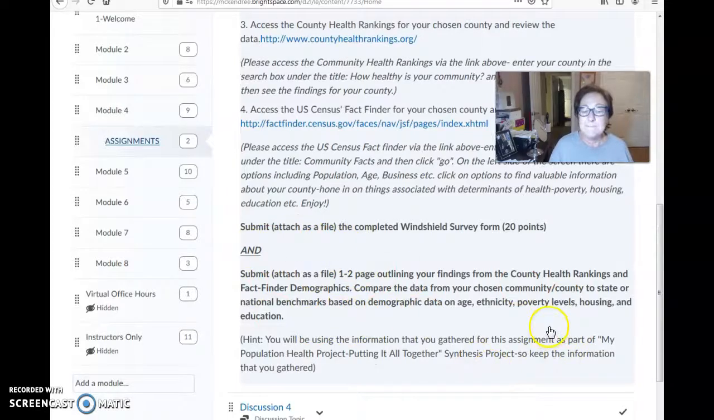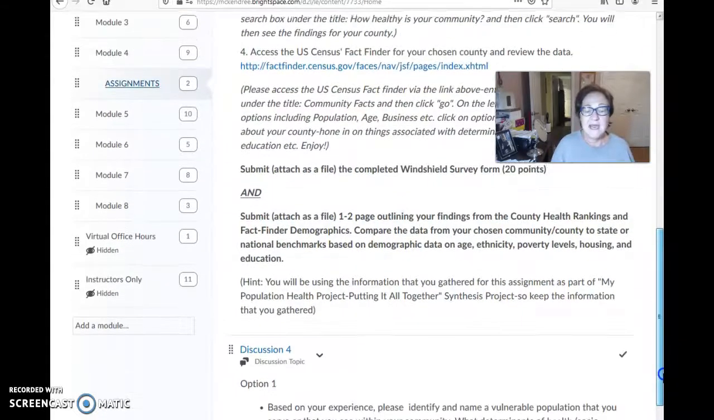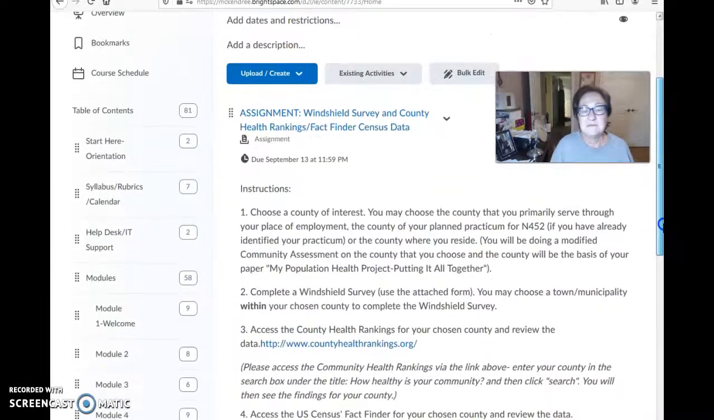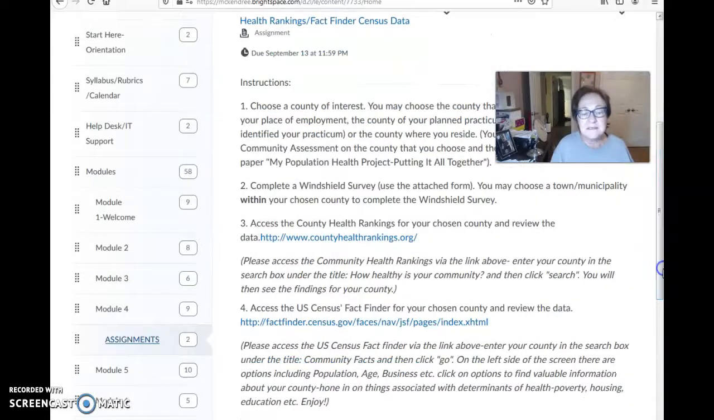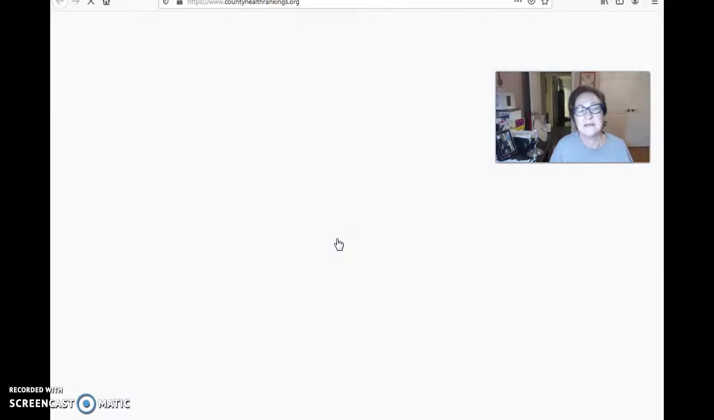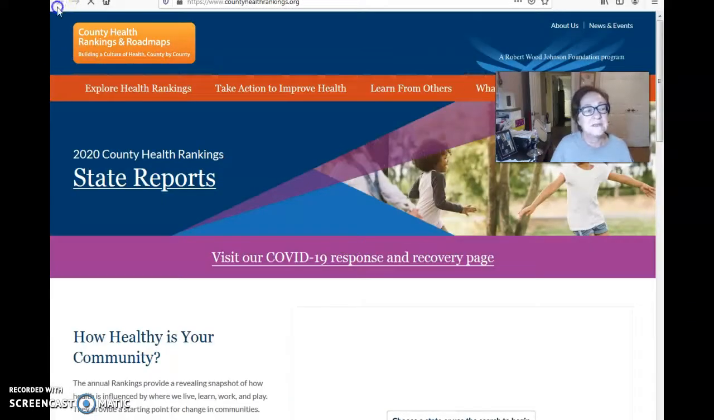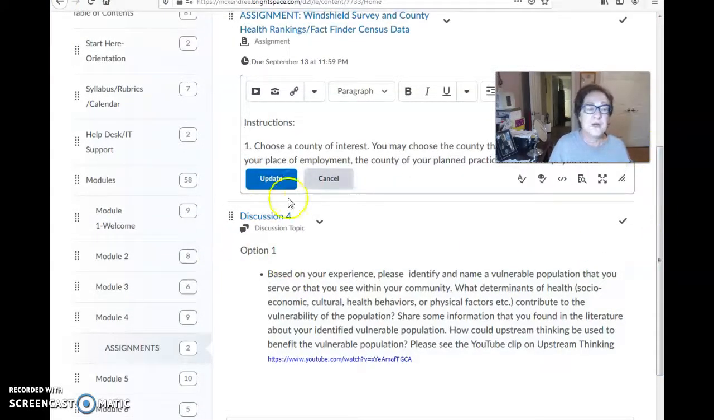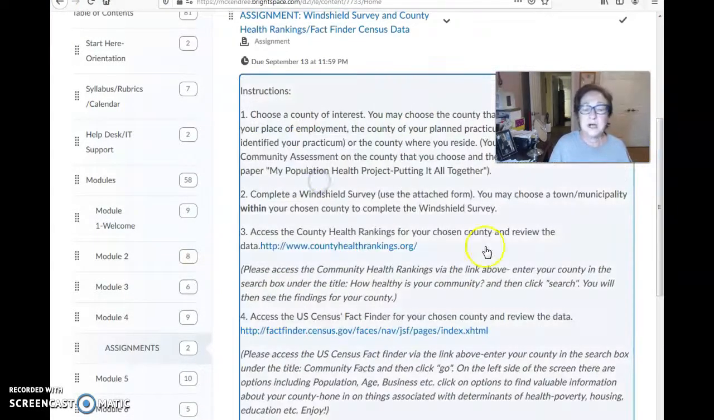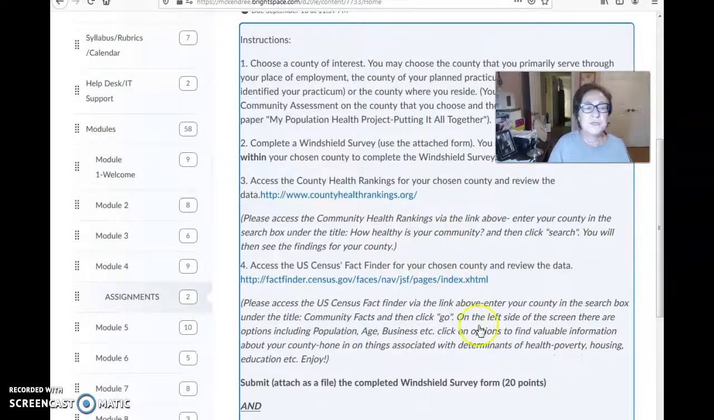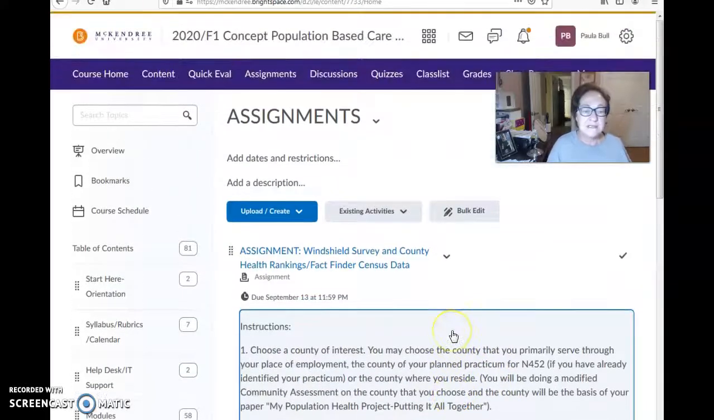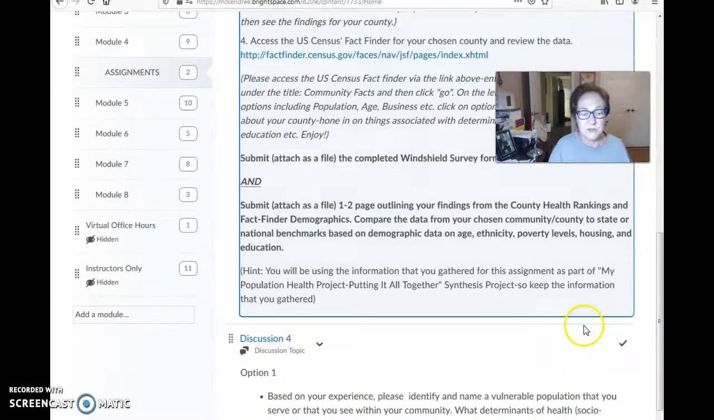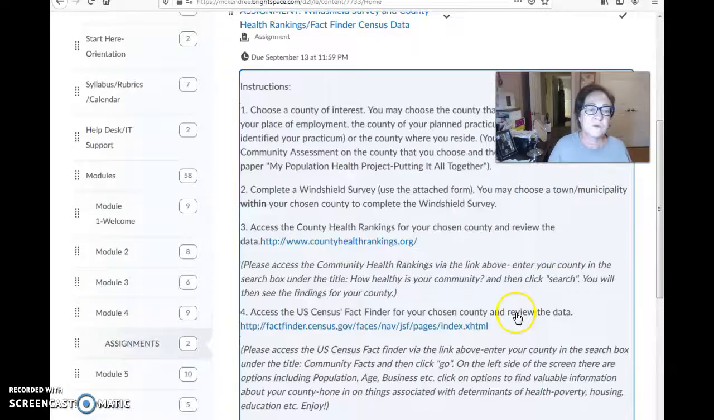And then there's the census finder that you're going to use in this assignment. So you're going to have a county fact finder, census data from these websites to answer a few questions, and you're still going to have to do the windshield survey. So let's take a look at this a little bit more thoroughly. I think I went over it last week.